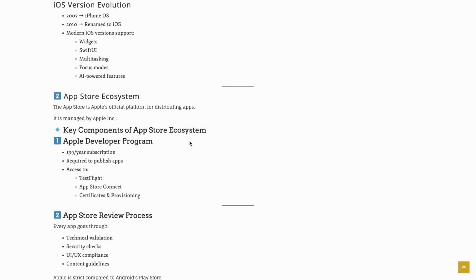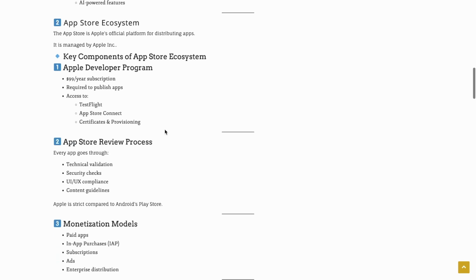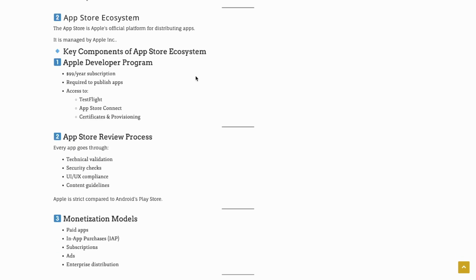Next is the App Store ecosystem. The App Store is Apple's official platform for distributing apps. It is managed by Apple Inc. Whenever any application is developed, it has to be live in the App Store, and only then can it be available to the public. That is what the App Store is. Now the key components of the App Store ecosystem.